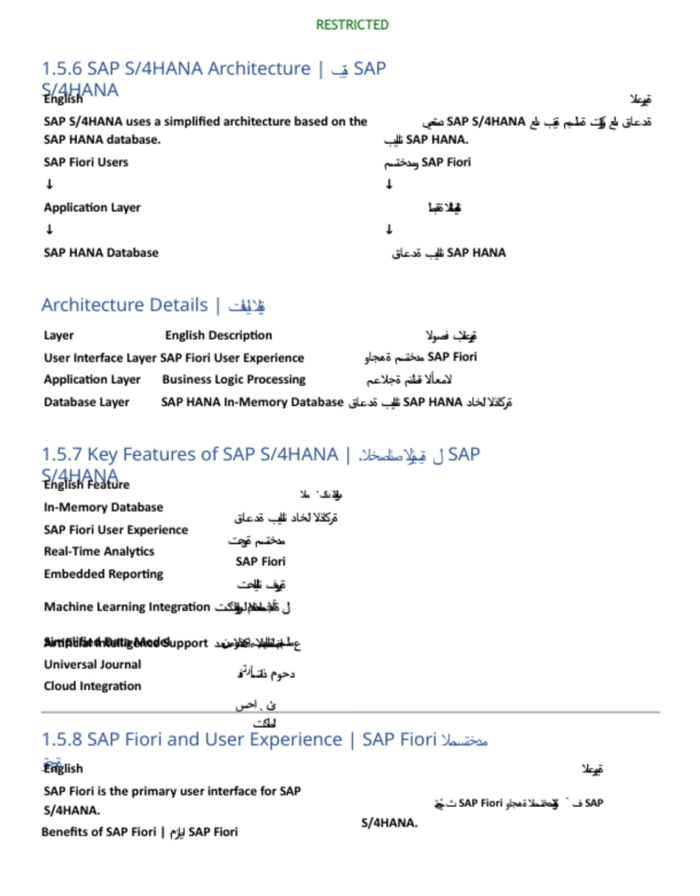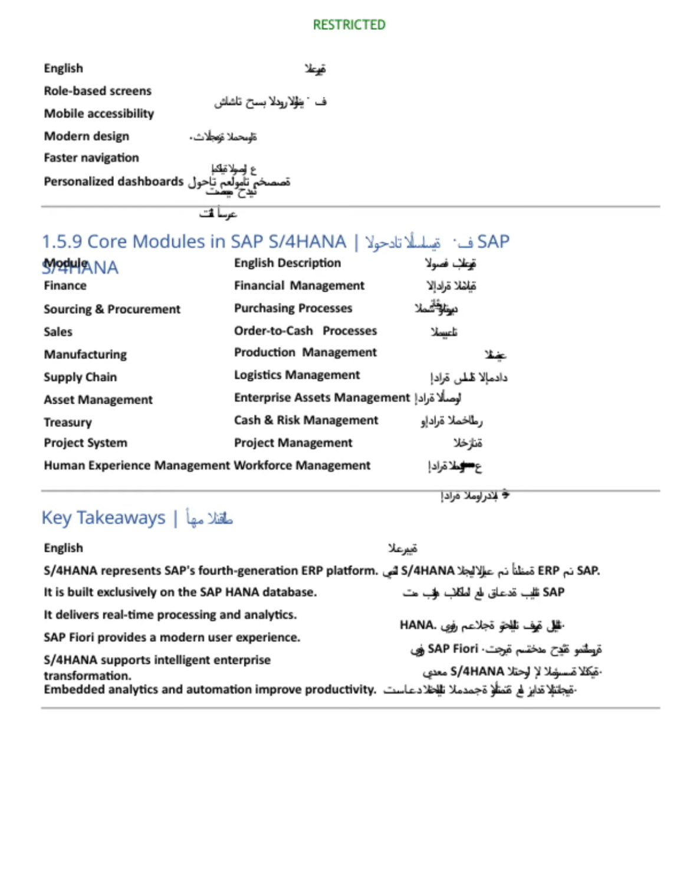Let's talk about SAP Fiori, the main user interface for SAP S/4HANA. It's designed to simplify how we interact with complex business data. SAP Fiori offers a clean, intuitive experience that connects directly to the powerful SAP HANA in-memory database. This setup supports real-time analytics, embedded reporting, and integrates advanced technologies like machine learning and artificial intelligence. In short, SAP Fiori makes the whole system easier to use, faster, and smarter, helping us get more done with less hassle.